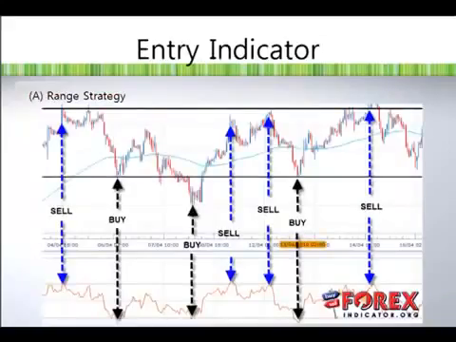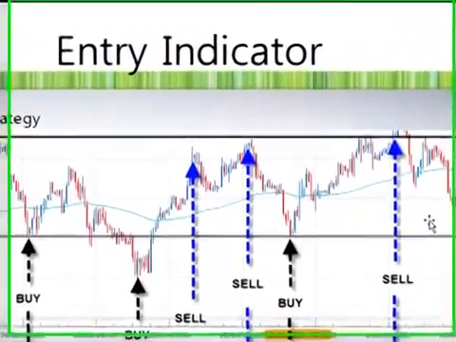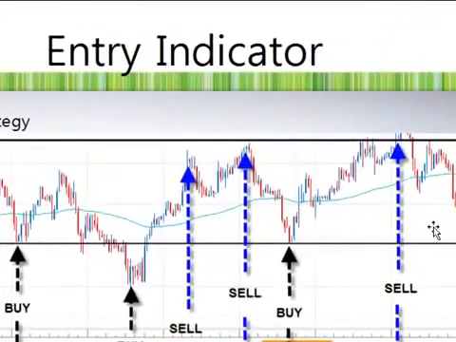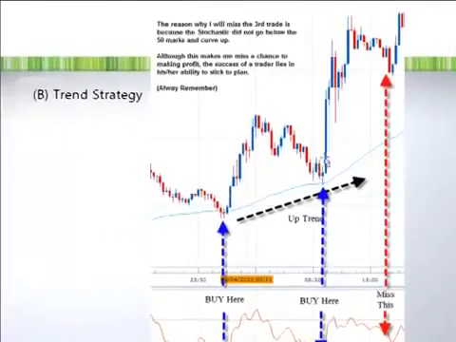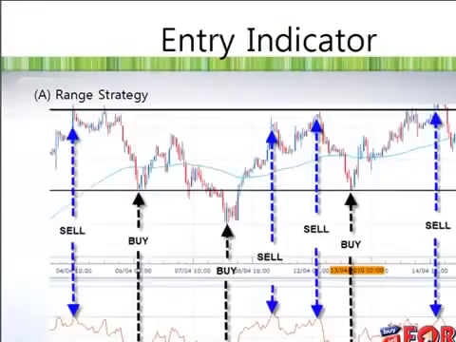So first, this is how you use the RSI indicator as an entry indicator. There's two strategies. You can use it in a range strategy whereby the price is ranging, moving in a sideways manner. You can see that it's moving up, down in a sideways manner. Or number two, you can use it in a trending market, like this picture here. It's trending upwards and upwards. So how do we use it in two different strategies? Now I'm going to show you how it works.